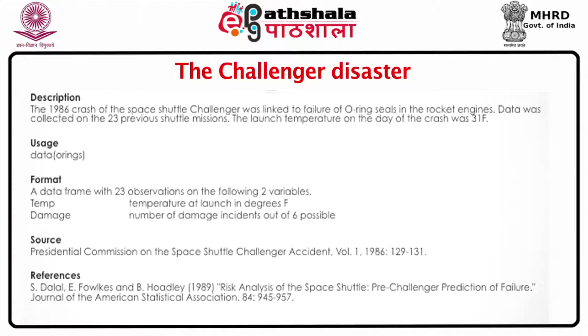The first is temperature, which is the temperature at the time of launch measured in degrees Fahrenheit. And the second variable is damage, which is the number of damage incidents out of 6 possible. That is, it is the number of damaged O-rings out of the total 6. This dataset has been discussed in detail in a JASA paper by Dalal, Fowles and Hoadley called The Risk Analysis of the Space Shuttle. It has also been explored more in the Faraway Library and the associated companion by Julian Faraway.